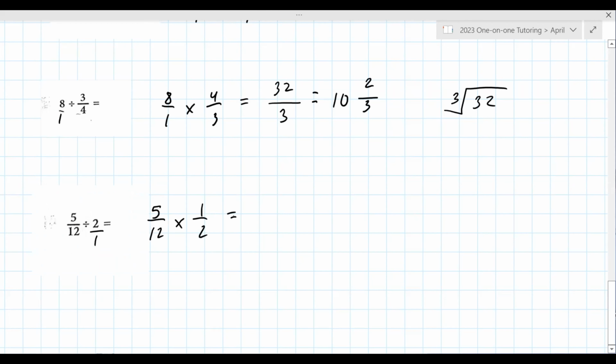All right. We get 5/12 divided by 2 becomes 5/12 times 1/2. No pre-reducing, which is really odd, but maybe you'll see that on the quiz test.